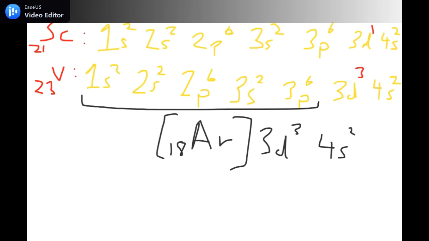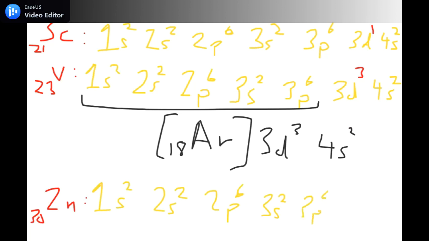Next example I'll take is zinc. Zinc has atomic number 30. That means 30 electrons. So its configuration will be 1s2, 2s2, 2p6, 3s2, 3p6. We'll first write 3d, but we'll first fill 4s. Now counting electrons, there are 20 electrons, 10 remain, so 3d will have 10.